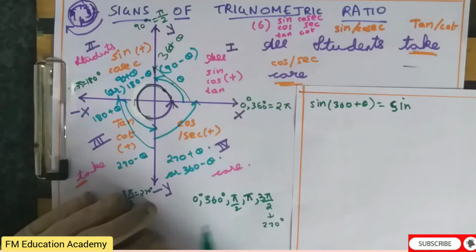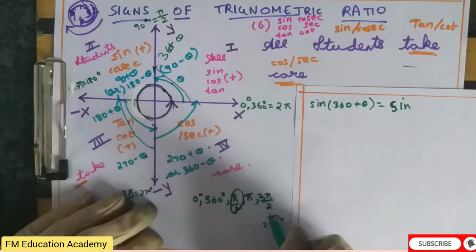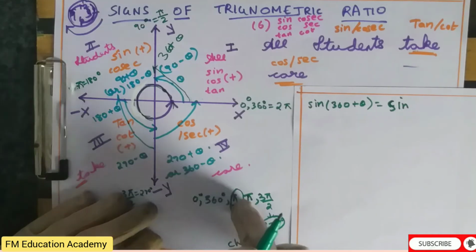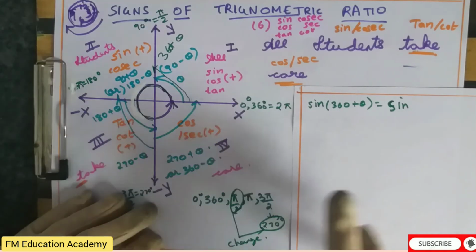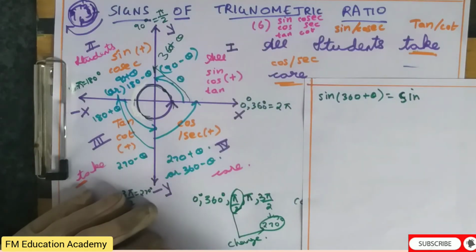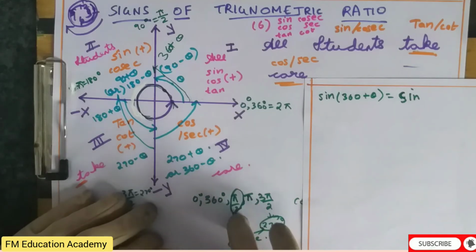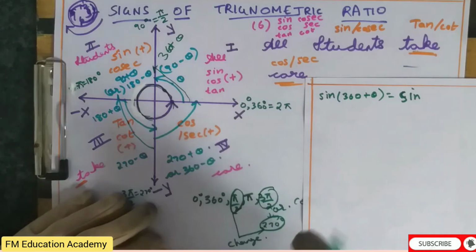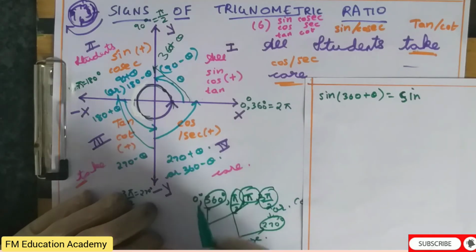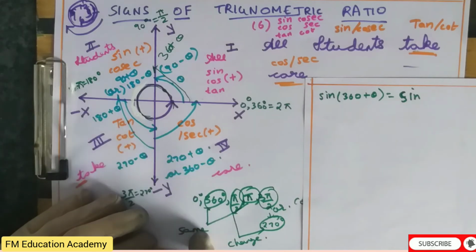In these ratios, 90 and 270 will change the trigonometric ratios. Remember that. Change the trigonometric ratios means sine will become cos, cos will become sine. You already saw, right? Sine 90 minus theta is cos theta. So they will change the trigonometric ratio. Similarly, tan will become cot, cot will become tan. What about 0, 360 and 180? They will remain same. Sine will remain sine only, cos will remain cos only, tan will remain tan only, cot will remain cot only.